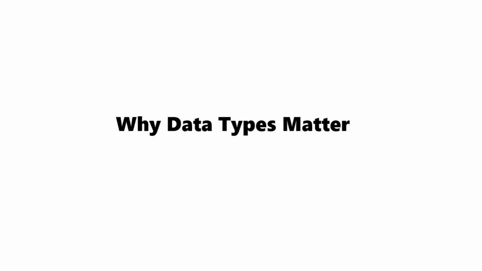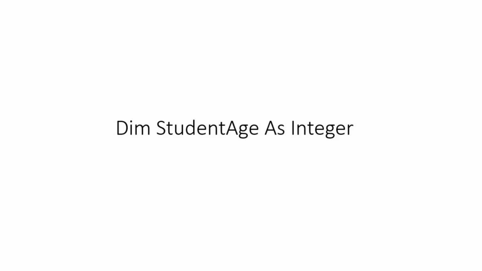Why do data types matter? Many beginners ask, why can't VBA figure everything out automatically? Sometimes it can, but professional developers don't leave important decisions to chance. Let's look at an example. Imagine you are storing student age in this way: Dim studentAge As Integer. This makes sense because age is a whole number.